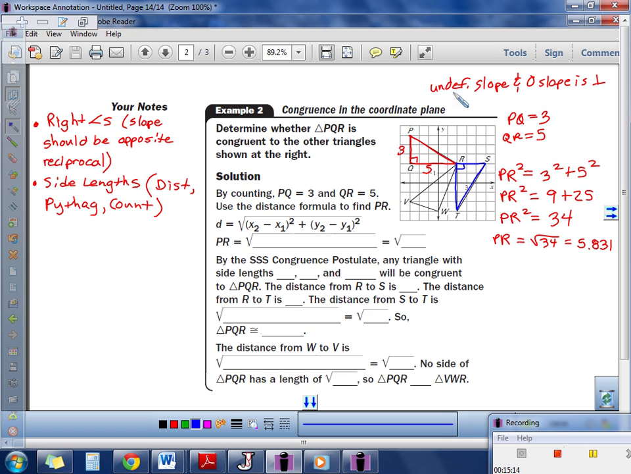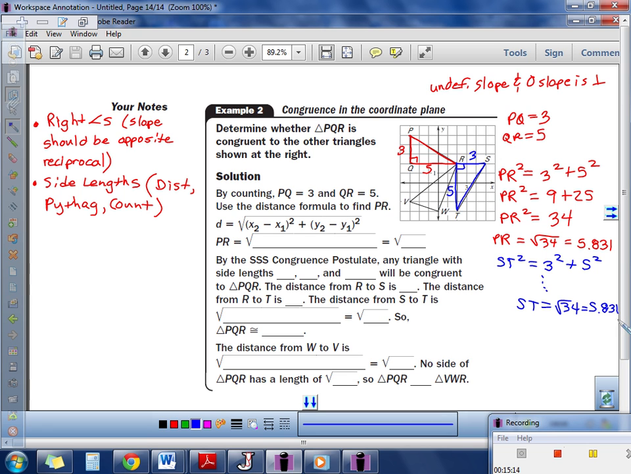It's a right triangle. That means I can count if it's along the grid. That's a 3, and this is a 5. Guess what? RS is 3, RT is 5. We're going to end up that it's the same length. So you do ST squared based on the 3 and the 5. And I'm going to save a little time. ST will be the same length. Those two are the same.